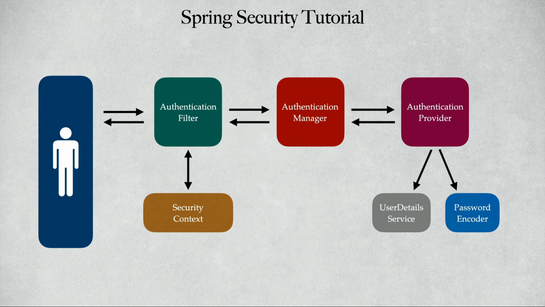Let's look at the big picture. When a client sends a request to the Spring Security application, the request goes to the authentication filter. The authentication filter will send the request to the authentication manager. The authentication manager will identify the authentication provider in our application. And in our application, we are using the default authentication provider. The authentication provider will internally use the UserDetailsService to customize the users, and it uses the password encoder to encode the password. So we are going to customize the multiple users in our application using the in-memory authentication.